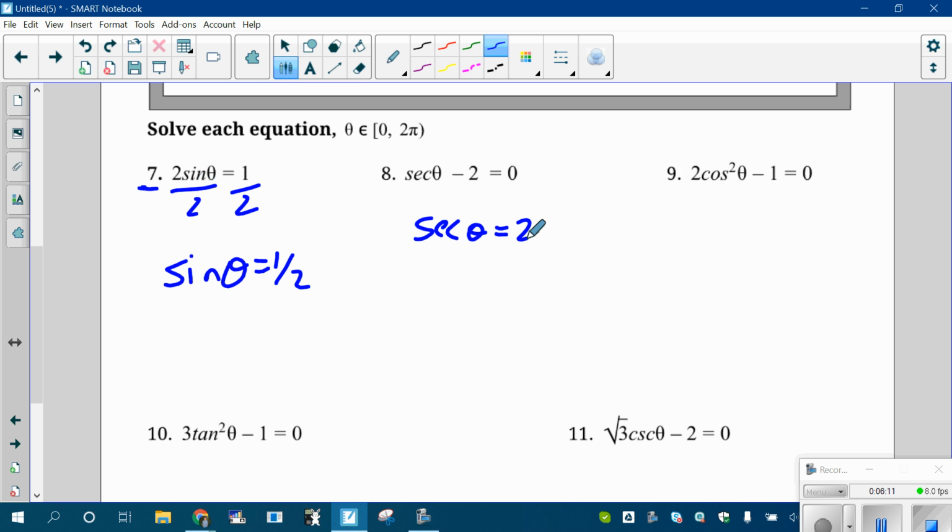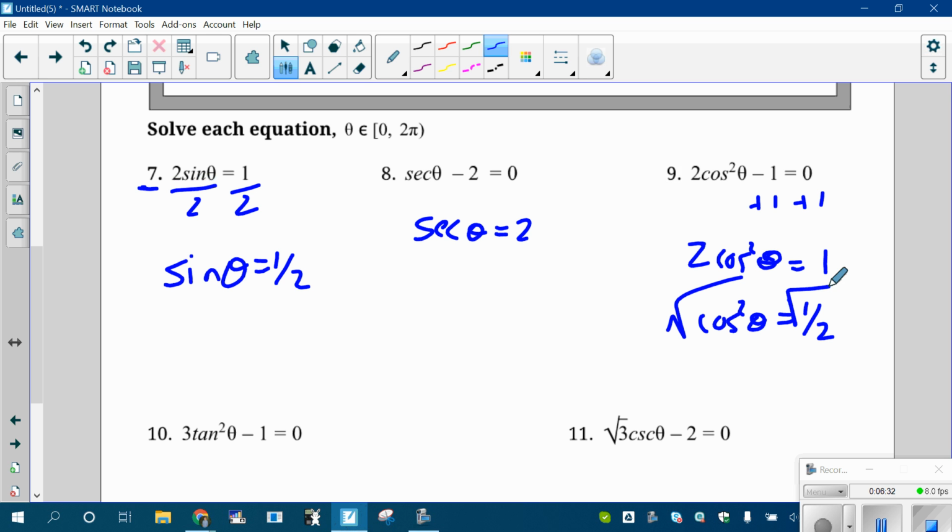2 cosine squared of theta minus 1 equals 0. Add 1 to both sides. Algebra, algebra, algebra. Sorry. Divide both sides by 2. Just doing normal algebra here. Last step, square root both sides. All right, I got to get rid of that squared. I want the trig expression by itself. I'm going to try to figure out where cosine of theta equals the square root of 1/2.